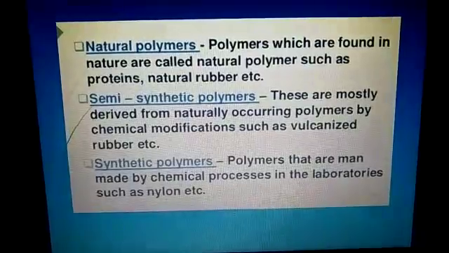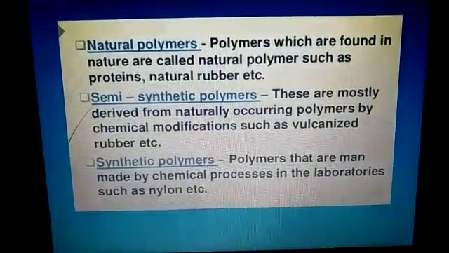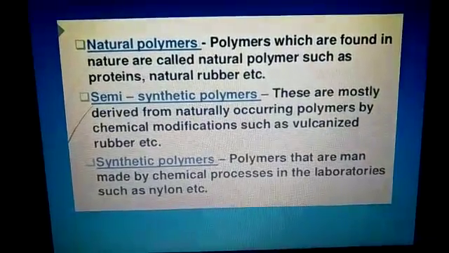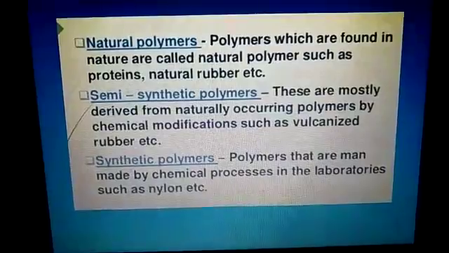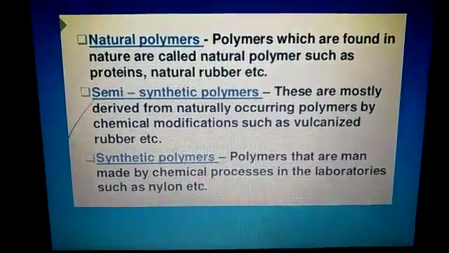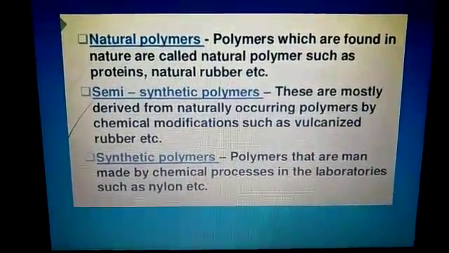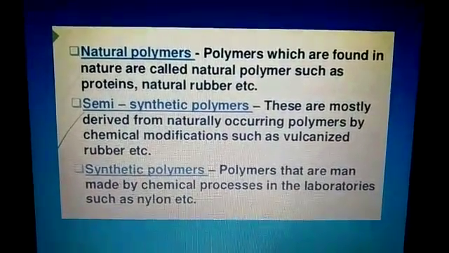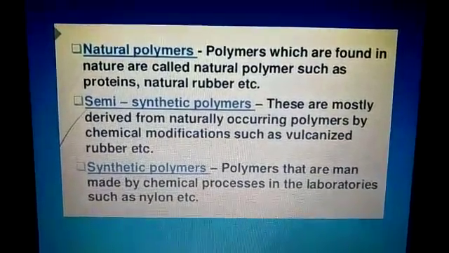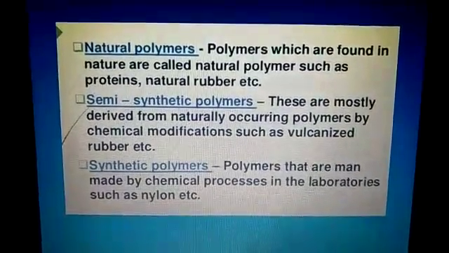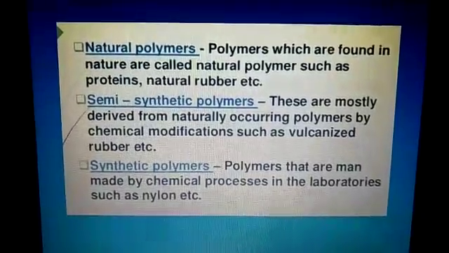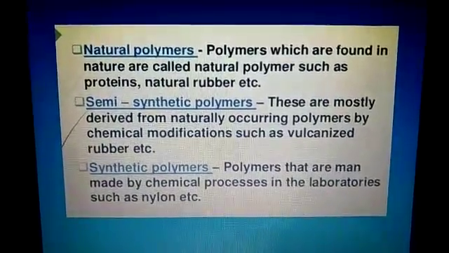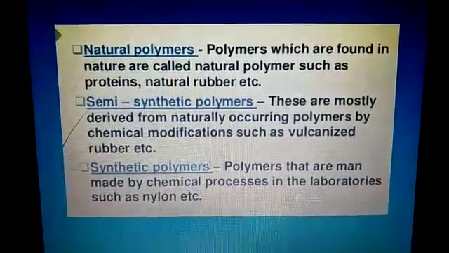Semi-synthetic polymers are those which are derived from natural polymers by chemical modification. Example, cellulose on acylation with acetic anhydride in presence of concentrated sulfuric acid gives cellulose diacetate, which is known as artificial silk or rayon acetate. Third is the synthetic polymer. A large number of man-made polymers are used in our daily life. Example, nylon, polyester, plastic, rubber, etc. are all synthetic polymers.